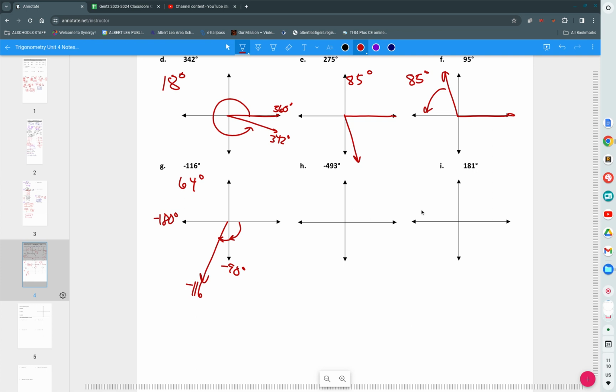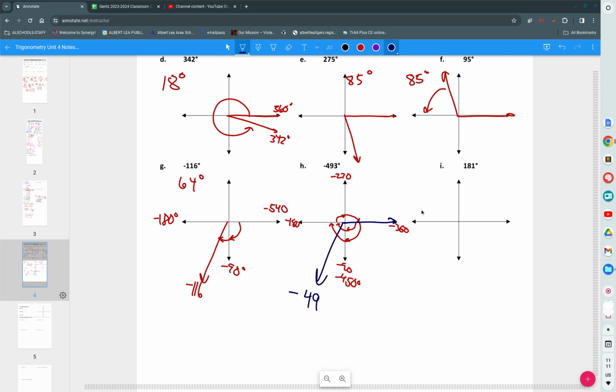And then I have negative 493. Oh boy, that one's tough, huh? Watch how I count this off. Negative 90, negative 180, then what? Negative 270. How about after negative 270? Negative 360. How about after negative 360? Negative 450. How about after negative 450? Negative 540. So we're somewhere between negative 450 and negative 540. So which quadrant are we in? Yeah, we're in that third quadrant.